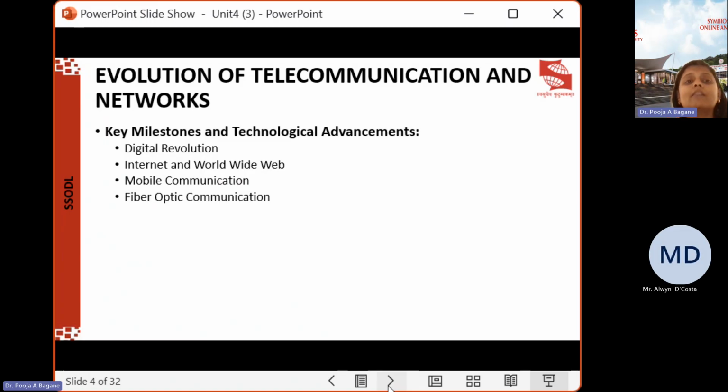The next is the internet and World Wide Web. The development of the internet and after that the World Wide Web is actually the most significant occurrence in the history of telecommunication. The origins of the internet lie with ARPANET, a research project maintained by the US Department of Defense, starting in the late 1960s. Tim Berners-Lee's invention of the World Wide Web in 1989 allows users to share and access information.